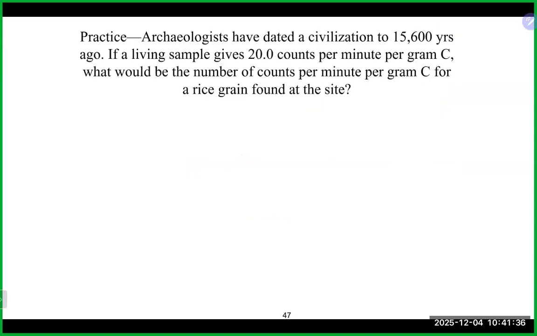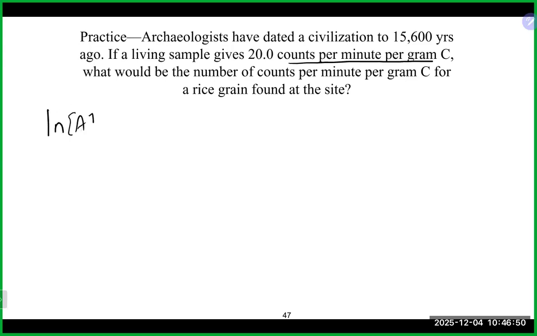All right, so why don't you try one here? Archaeologists have found dated civilization to 15,600 years ago. If a living sample gives 20 counts per minute per gram of carbon, what would be the number of counts per minute per gram of carbon in a grain of rice that is found on the site? Again, we're using carbon, so same half-life. Another sort of rate as our sort of concentration units, if you will.